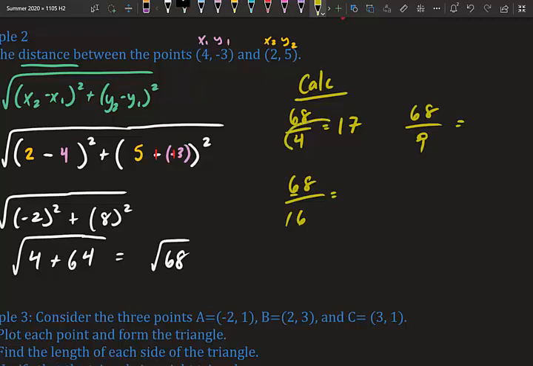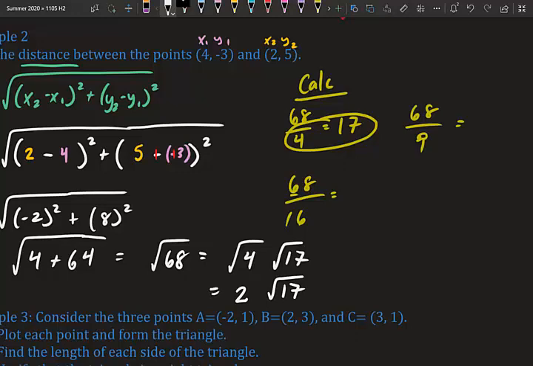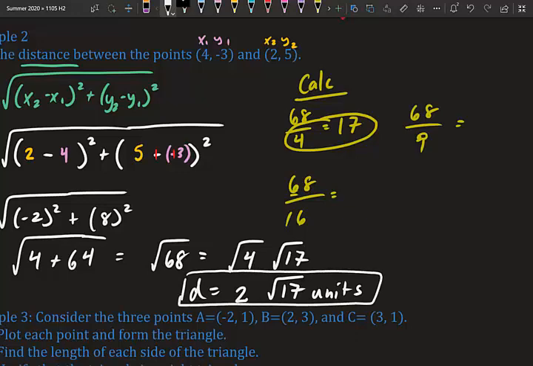So the two numbers I'm going to use are 4 and 17. So I'm going to simplify this down into square root of 4, square root of 17. The reason why we do that, because the square root of 4 is 2, and square root of 17 stays that. So the distance is 2 square root of 17 units. If you want the approximate answer, just plug in square root of 68 into your calculator. You'll get the approximate answer.